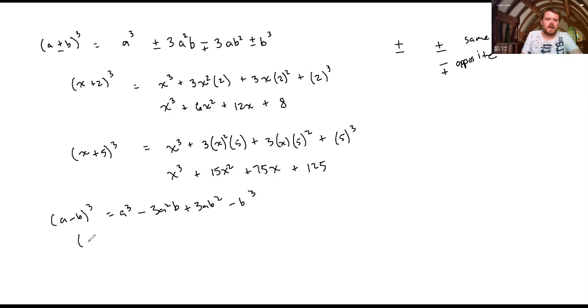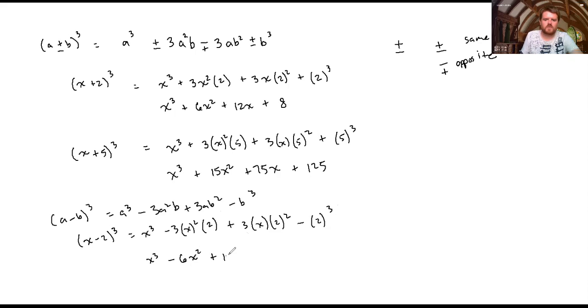So let's do an example. If I have x minus 2 quantity cubed, it is your first term cubed minus 3 times the first term squared times the second term plus 3 times the first term times the second term squared, and then minus the second term cubed. So I have x cubed, 3 times 2, 6x squared, 3 times 2 squared gives me 12x, and then 2 cubed gives me 8. So if the sign is positive, then all terms are going to be positive. If it is different, then it's going to alternate down the line there.